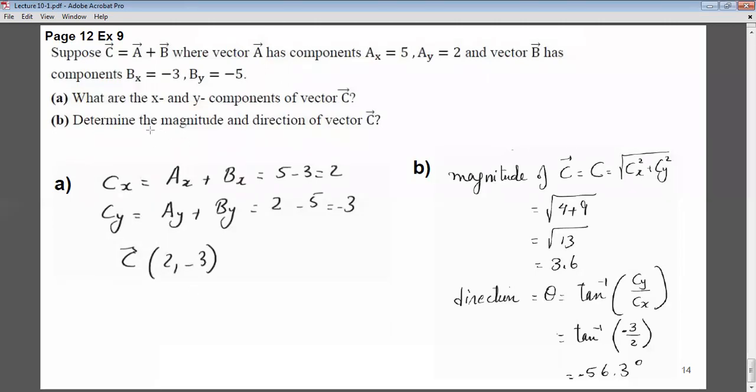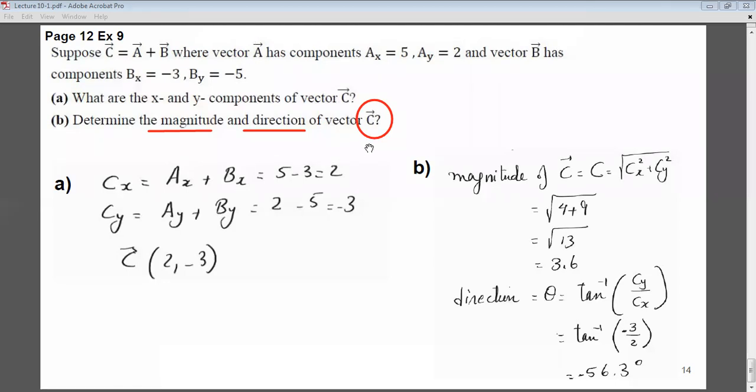Determine the magnitude and the direction of vector C. You just remember the formula. The magnitude C is square root CX squared plus CY squared. So it's 4 plus 9. So it's square root of 13. That's 3.6. That's the magnitude of vector C. The direction theta is tan inverse of CY over CX. CY is minus 3 over 2. So the angle is minus 56.3 degrees.